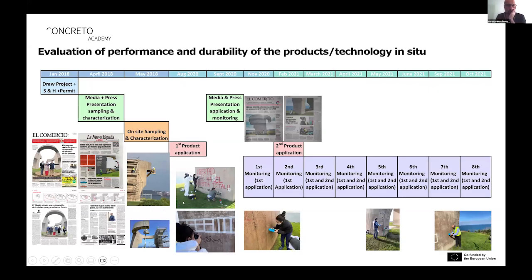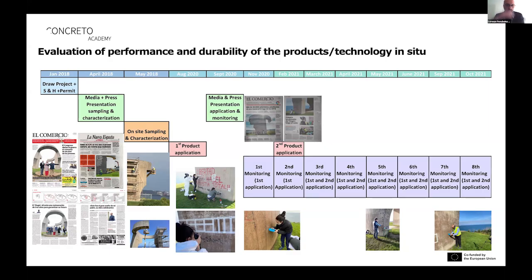Okay. This is a chart of most of the things we did. So we started on the left with drawing and permits, and you see all the newspapers there on the front page because this is a very important sculpture for the town. We had to do some press conferences to explain that we're going to work there. Okay, so we did these presentations. We had the permits, and then we started the on-site sampling and the characterization of the surface.